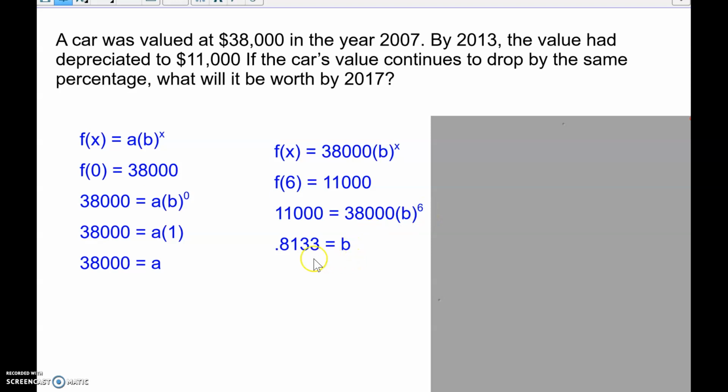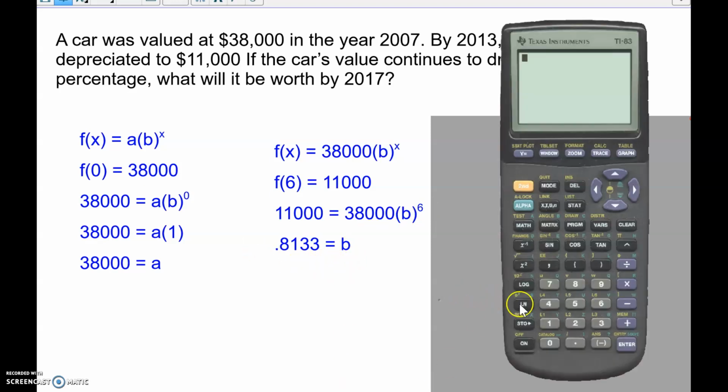All right, now how did I magically get this answer down here? Well, the first step would be to go ahead and take my calculator and take 11,000 and divide it by the 38,000. All right, there we go. So we get this weird answer. I don't really want to round in the middle of the problem. What that's going to leave me with is the 38,000 is gone and I have b raised to the 6th power. If that had been b squared, we would know to take the square root.